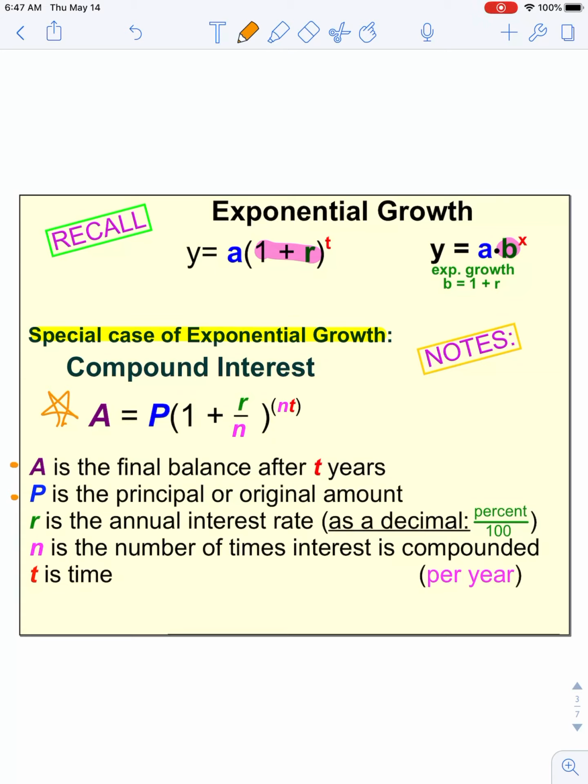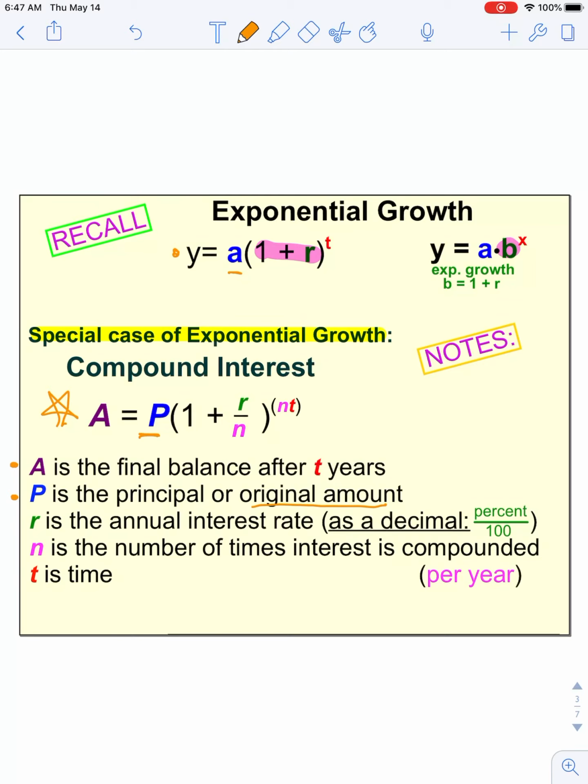A is the final amount or final balance, just like our Y was up here, okay? So that kind of stays the same. Now we're just changing the letter, but the number outside the parenthesis right here is still the original, okay? It was called letter A in general, but now we're calling it P for principal because when we talk about money, that's a banking term, okay? Principal, it's the principal or the amount, the original amount.